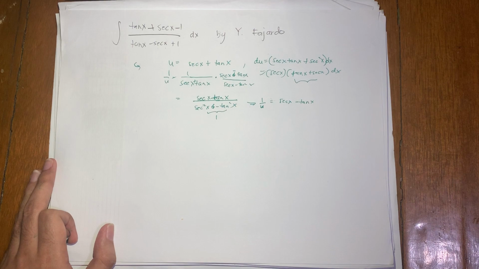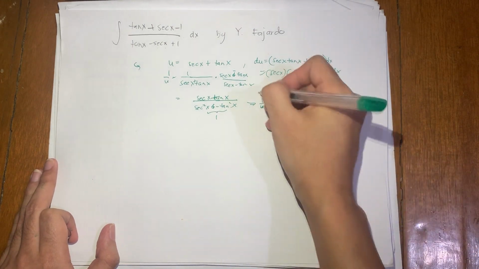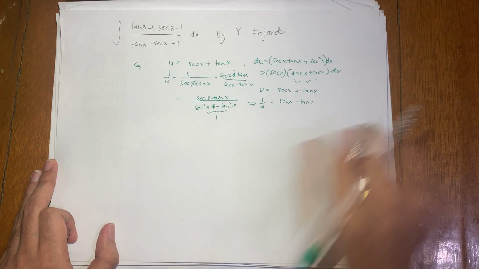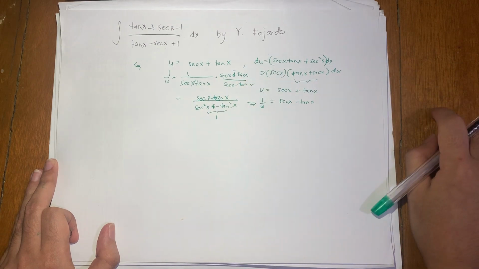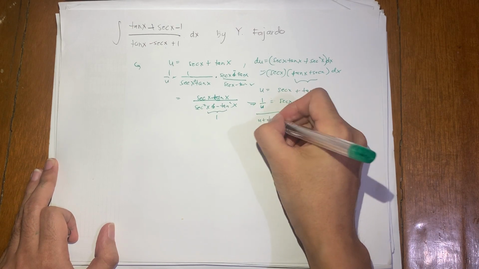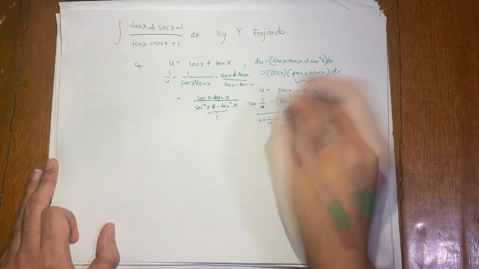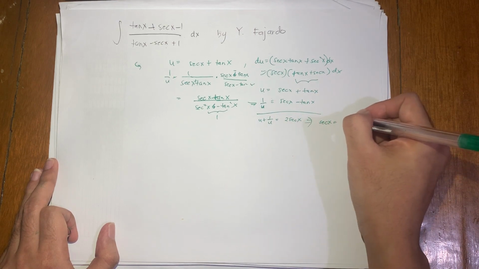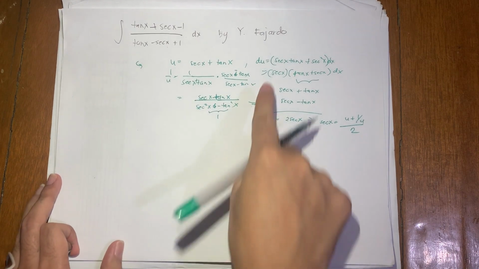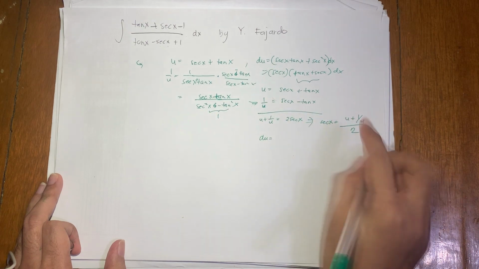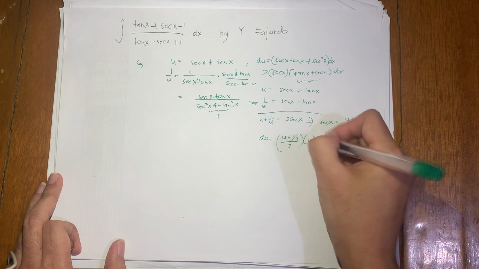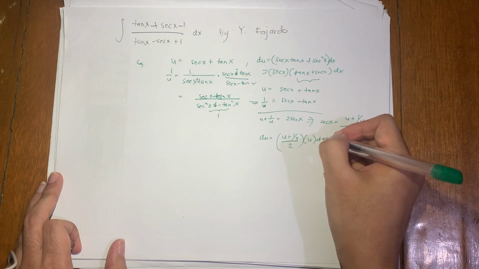Now we still need to find secant x. Remember, u is equal to secant x plus tangent x. Therefore, this is just a system of 2 equations in terms of secant x and tangent x. If I add the 2 equations, I get u plus 1 over u is equal to 2 secant x. So therefore, secant x is equal to (u plus 1 over u) over 2. So this entire expression becomes du is equal to (u plus 1 over u) over 2 times u, which is the secant x plus tangent x, dx.